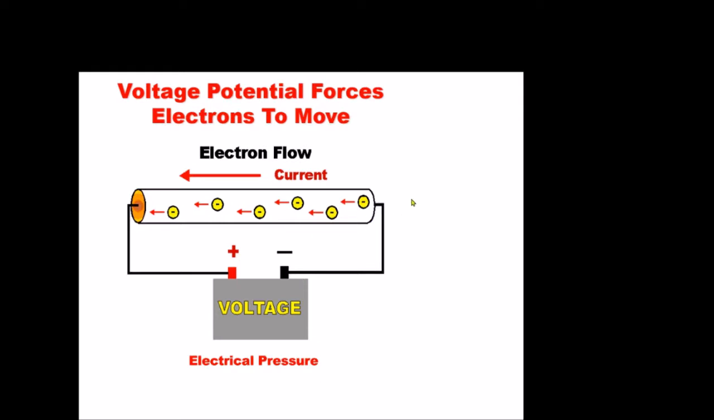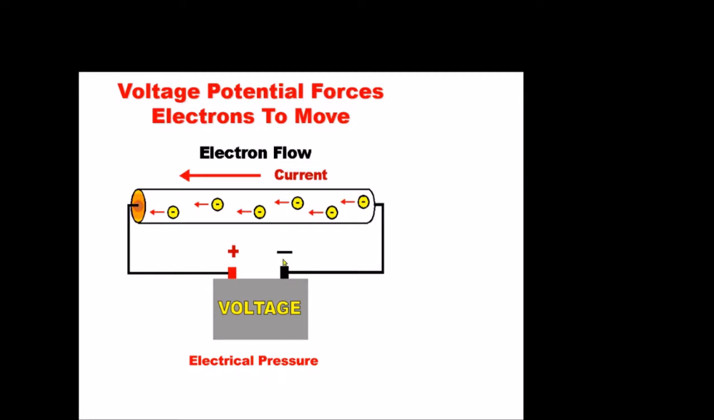And what we're doing is we're actually pushing the electrons, those free electrons, through that wire, giving us an electron flow or current. Now here's our negative side of our battery. Here's the positive side of the battery. So our voltage or our battery is our electrical pressure right here.